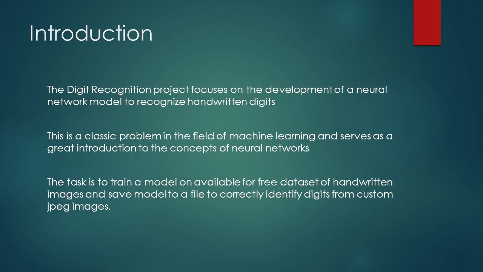This is a classic problem in the field of machine learning and serves as a great introduction to the concepts of neural networks. The task is to train a model on a freely available dataset of handwritten images and save the model to a file to correctly identify digits from custom JPEG images.